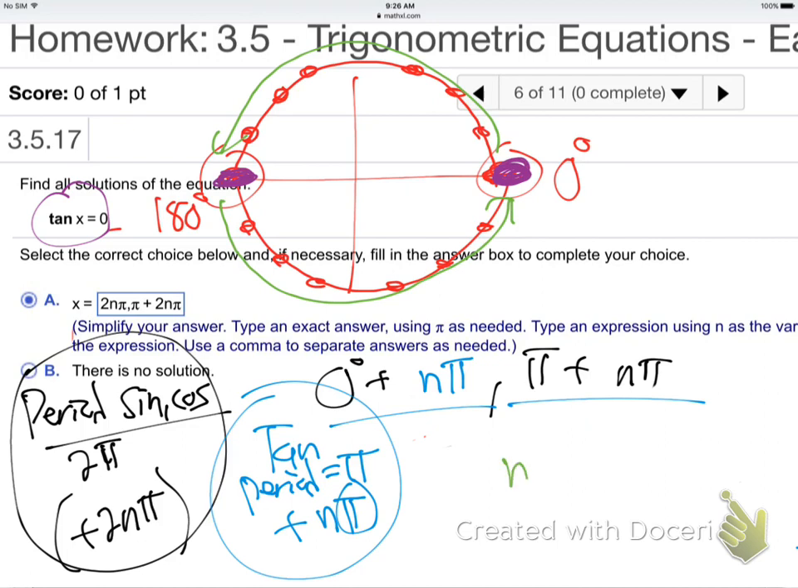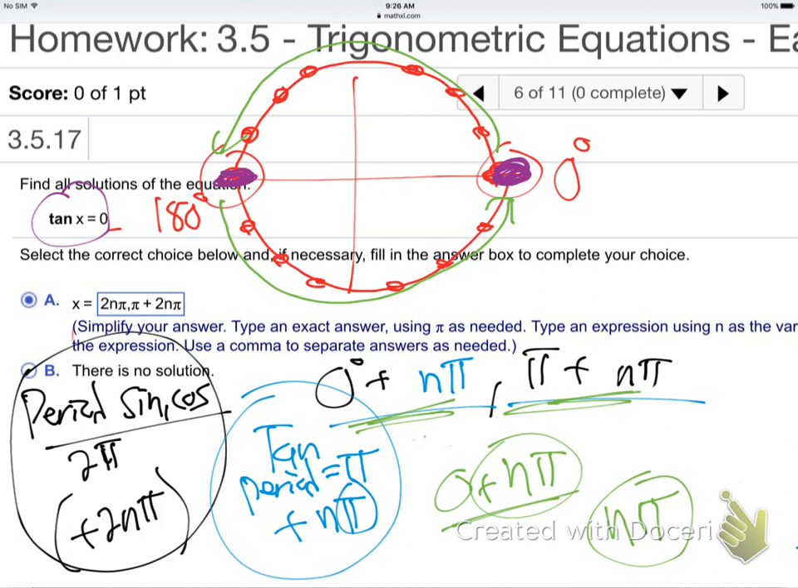So in other words, the answer is just n pi. You don't need both of these. These two are saying the same thing. You can just say it's 0 plus n pi, which is just n pi. Does that make sense? They're saying the same set of points.